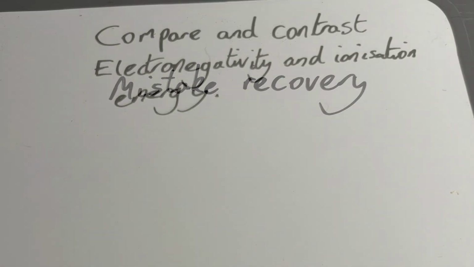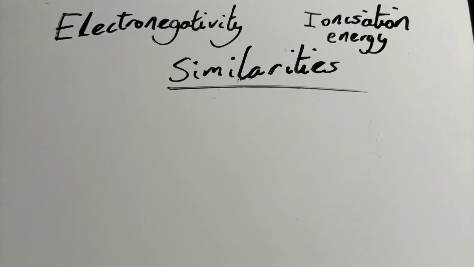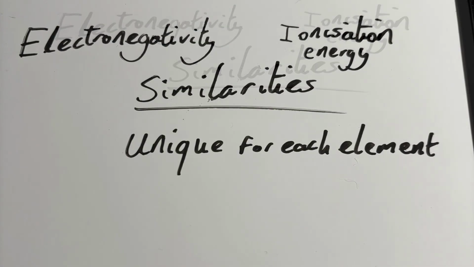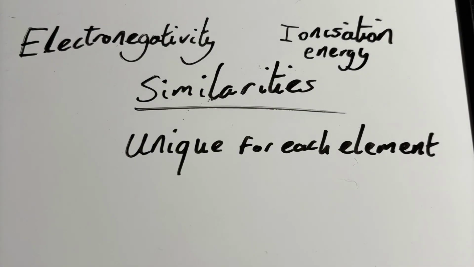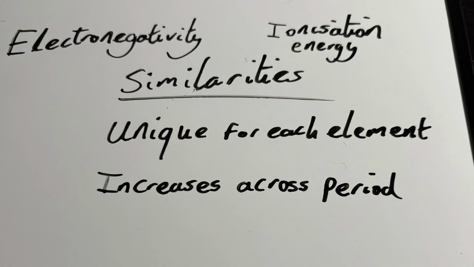Next up is compare and contrast electronegativity and ionization energy. So we're looking for the similarities and the differences. So we'll start with the similarities and we'll move on from there. So similarities, electronegativity and ionization energy are both unique for each element. And they both increase across the period, and I haven't got it written down, but also up the groups. So they have the same trends when looked at on a periodic table. And then that's all I could really think of. So moving on to the differences.